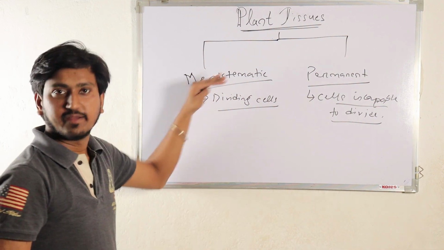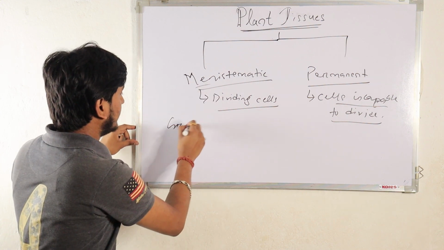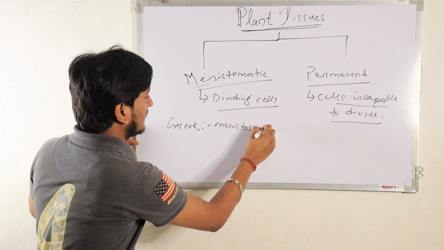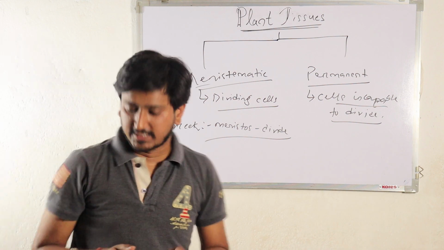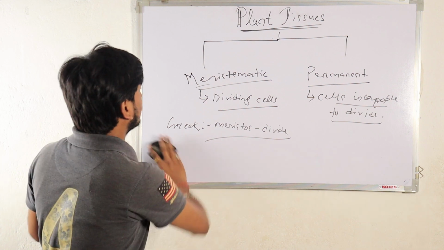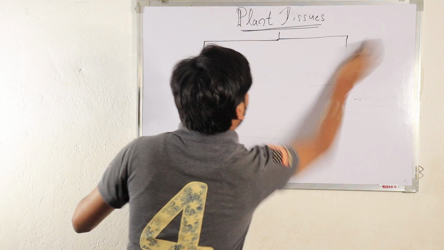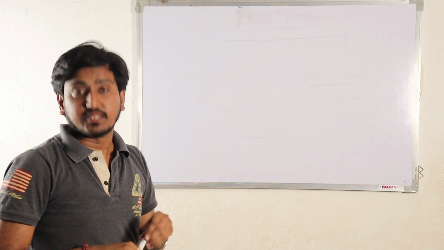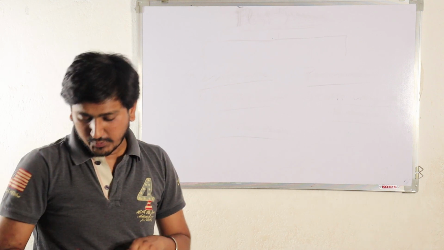And meristem, it is a Greek word. The word meristematic comes from Greek origin. Greek mein meristos ka matlab hota hai to divide. That is why it is named as meristematic tissue. So let us go to the details, first the meristematic tissue. The meristematic tissues are the tissues in which the cells are continuously dividing. As I said, meristos means to divide.